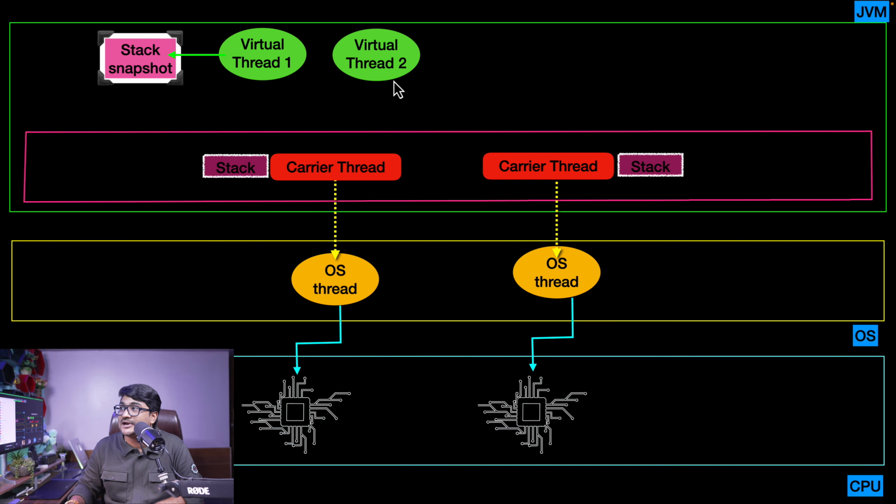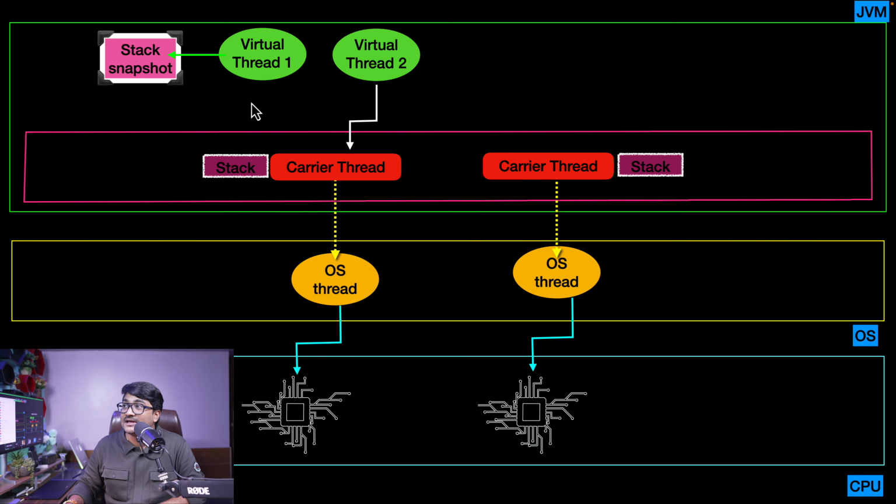Now, since this carrier thread is free, we can simply assign virtual thread 2 on top of this carrier thread. Now virtual thread 2 can execute over here. But here is the point. Let's say after some time, virtual thread 1, which was doing some blocking operation behind the scenes, comes back. Now it is ready to execute further because that blocking operation completes.